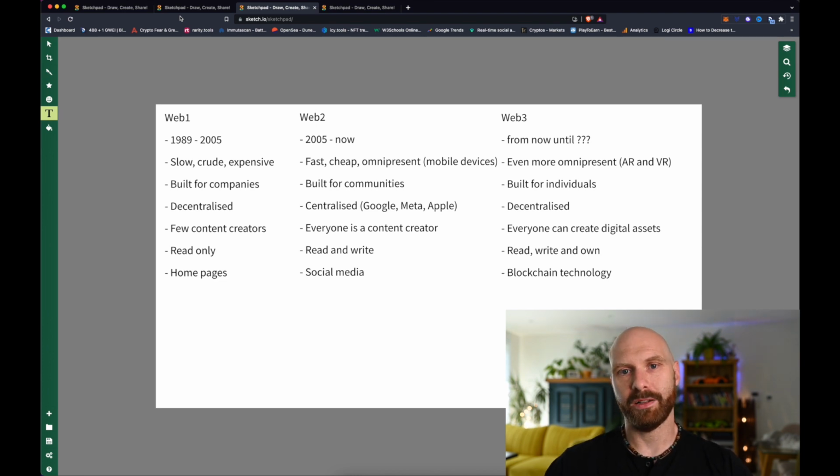That's the big change. It's no longer read or read and write. It's read, write, and own. And that ownership is created by the blockchain technology. That's what powers Web3. It allows, through the use of cryptocurrencies and NFTs, to actually own an asset, own literally anything in Web3. You create something and you own it.